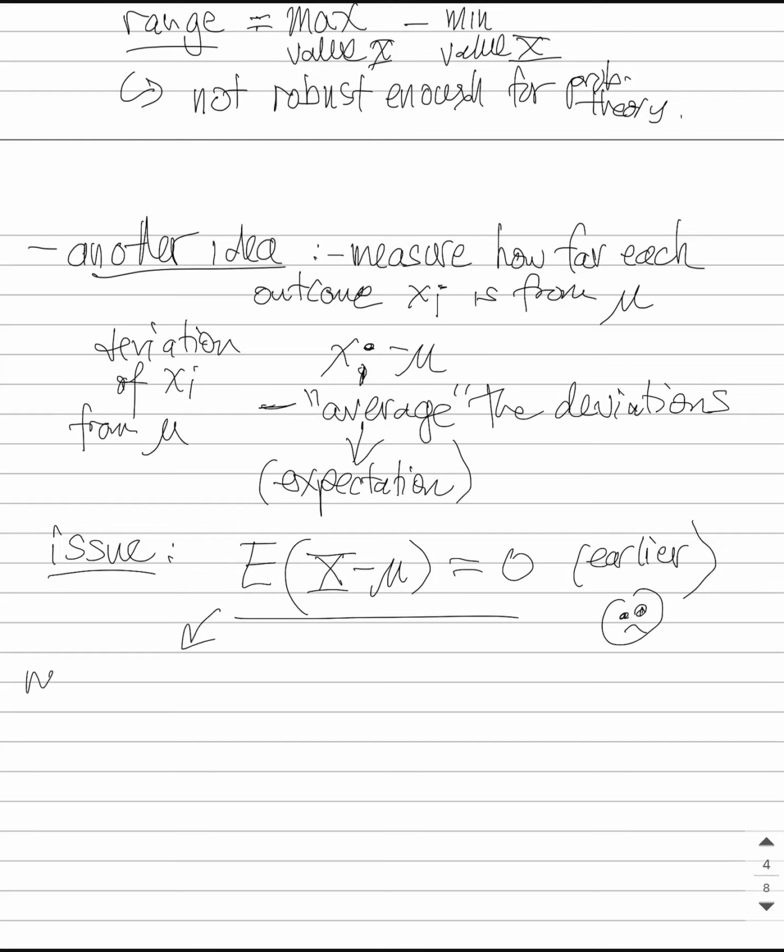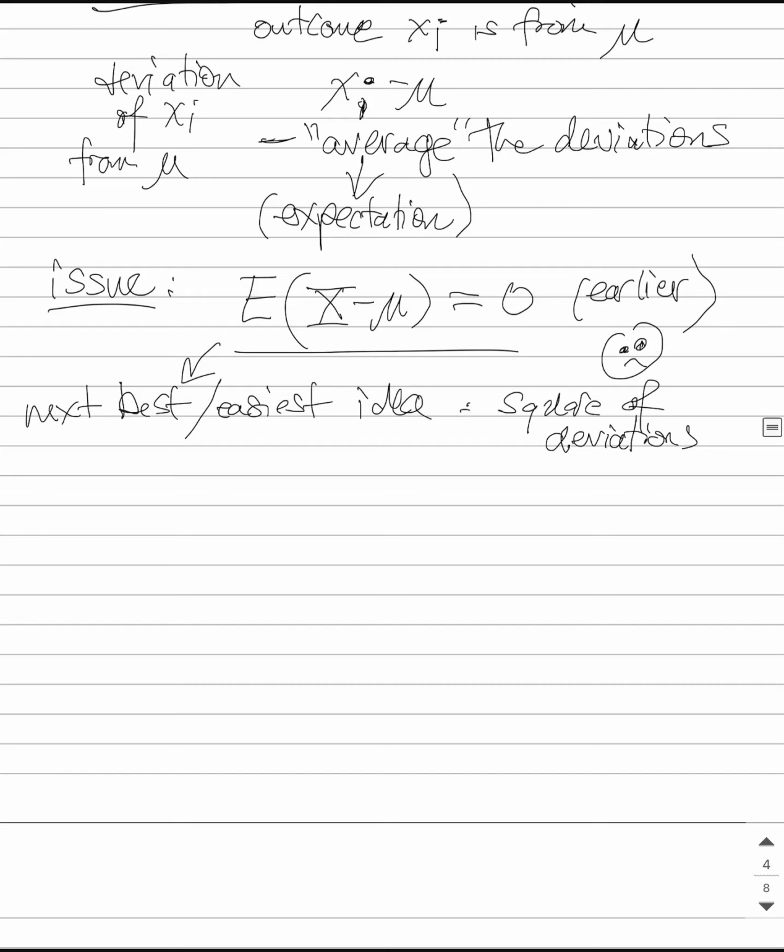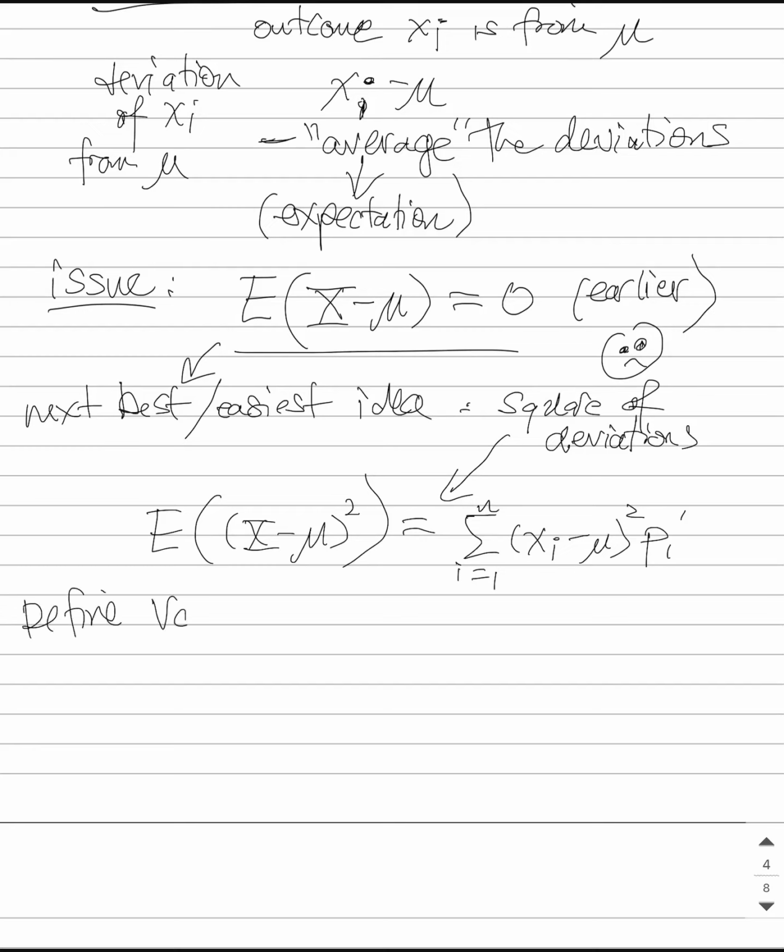But math people said, well, let's go to the next best thing. And maybe best is a bit too vague, or easiest idea is that we are going to take the square of the deviations. It's the next level up in terms of complication for a mathematical idea, but it's not too difficult. And so what ends up happening is we take the expectation of the squared deviations. So in terms of the definition, we'll be taking xi minus mu and squaring it and then weighting it. So this is what we are going to define as the variance of this random variable. And so the notation will be variance of x.